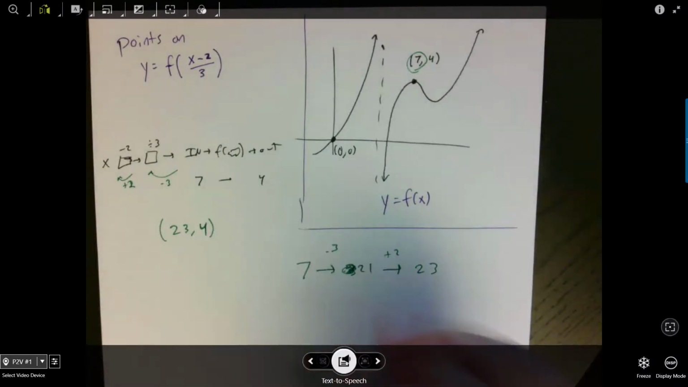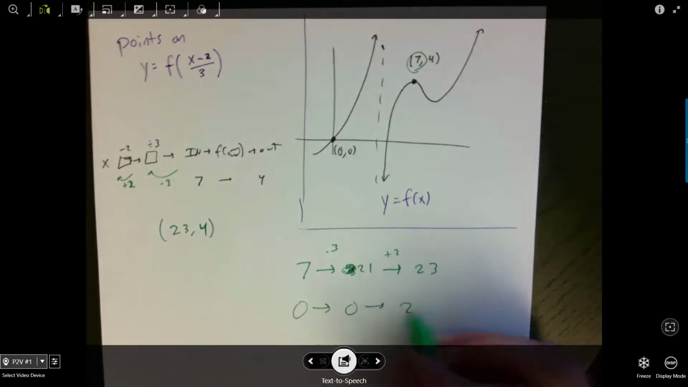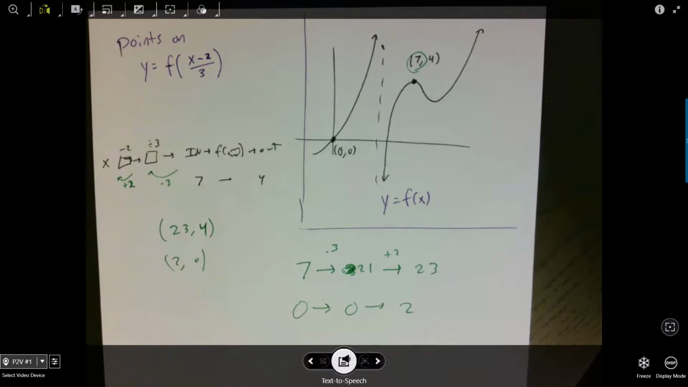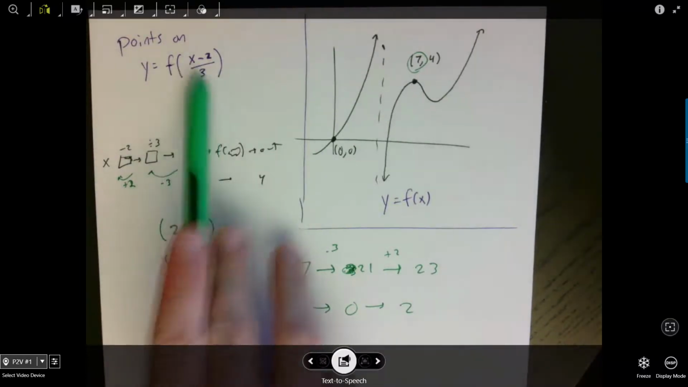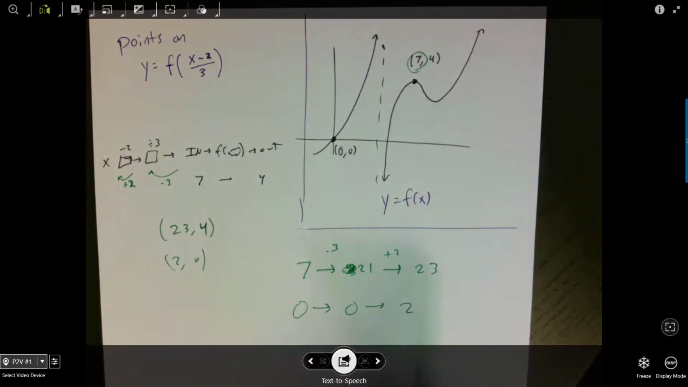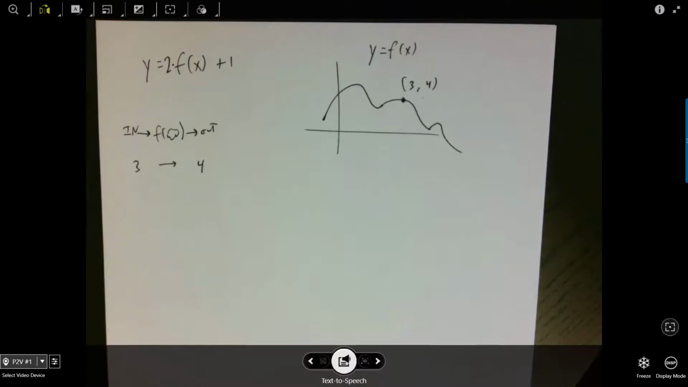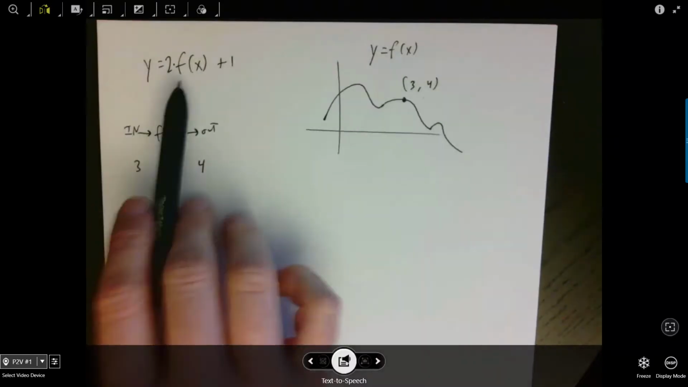What about 0? So 0 is the x-coordinate. I'll multiply by 3. That's still 0. I'll add 2. That's 2. So (2, 0). So it's very fast to think about just as a mindless process. Figure out what you do to x and reverse it, and that's told you what transformations you're applying to these points.